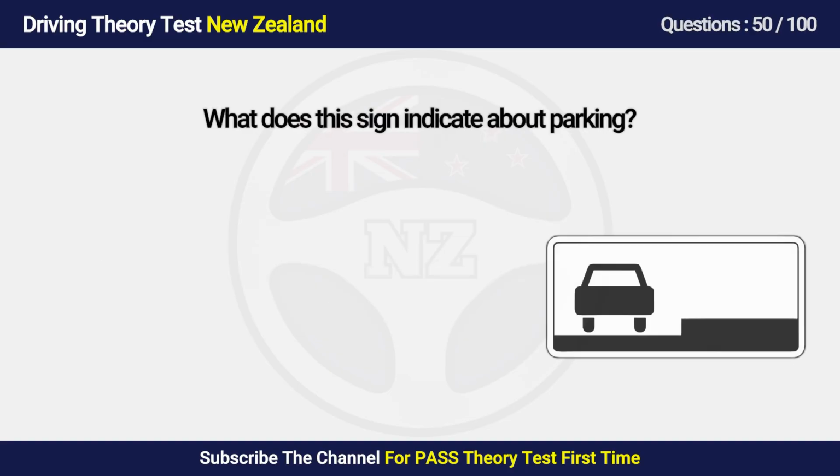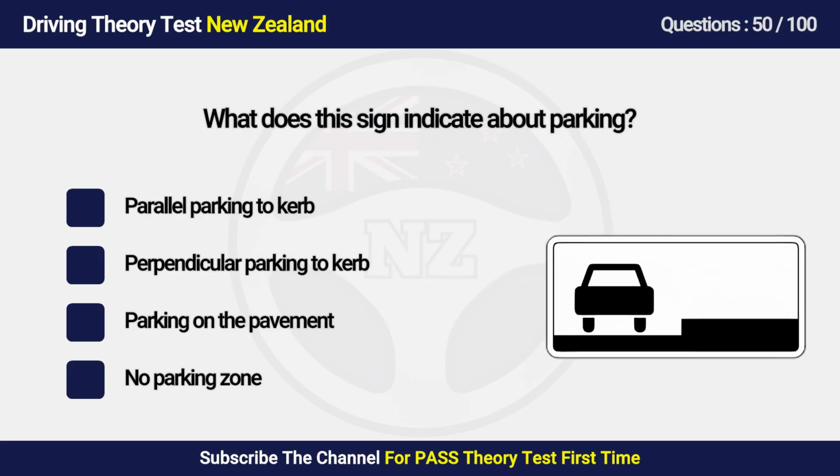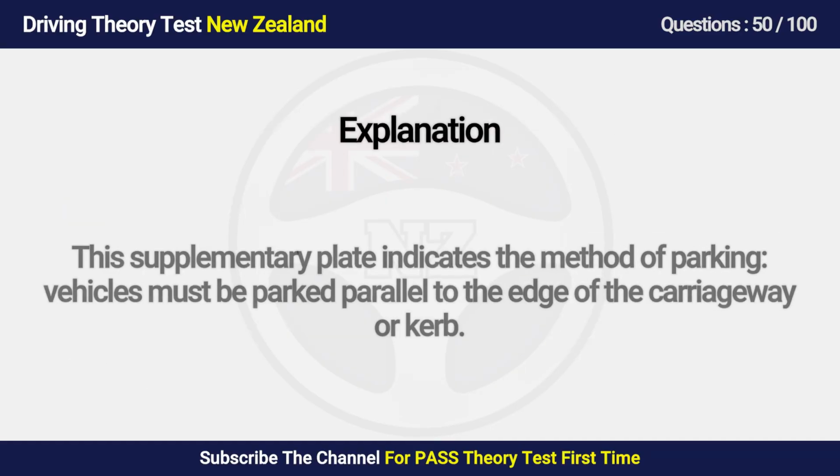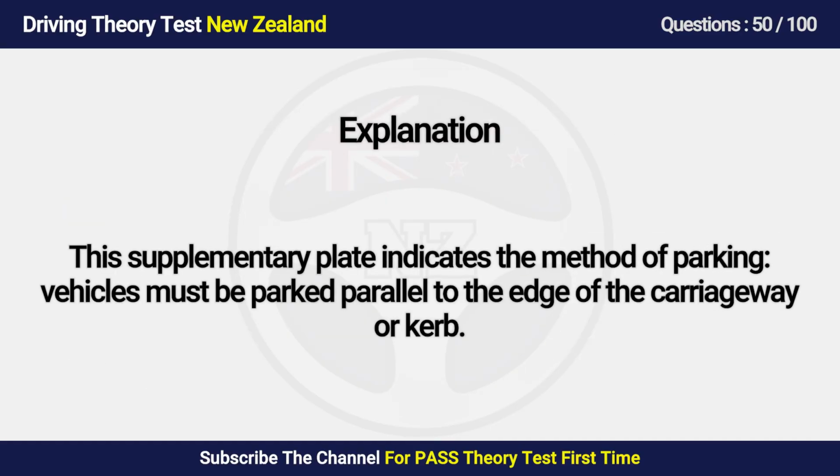Question 50. What does this sign indicate about parking? A. Parallel parking to curb. B. Perpendicular parking to curb. C. Parking on the pavement. D. No parking zone. Answer is A. Parallel parking to curb. This supplementary plate indicates the method of parking. Vehicles must be parked parallel to the edge of the carriageway or curb.